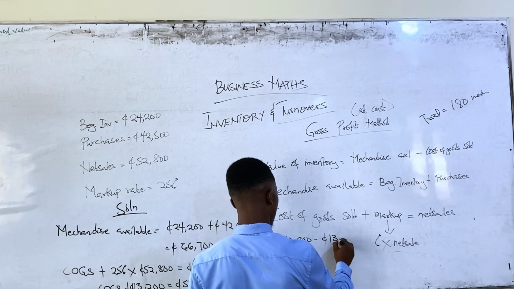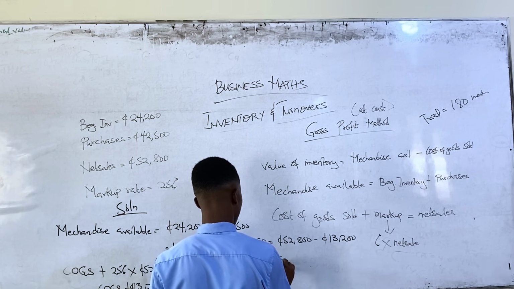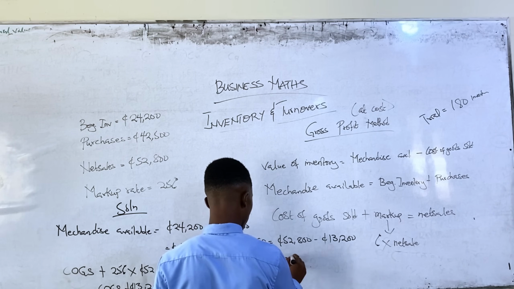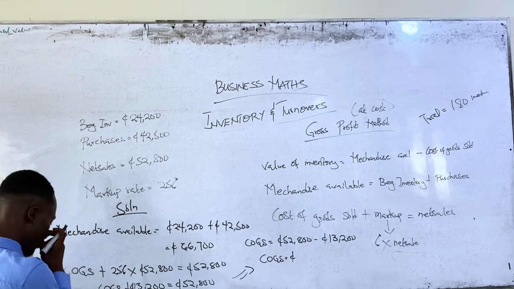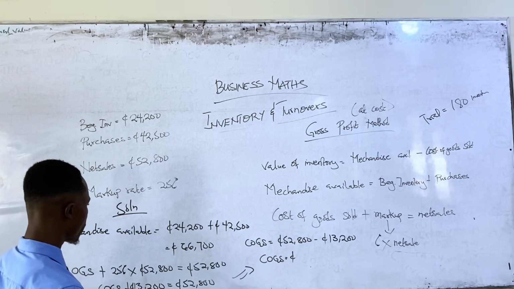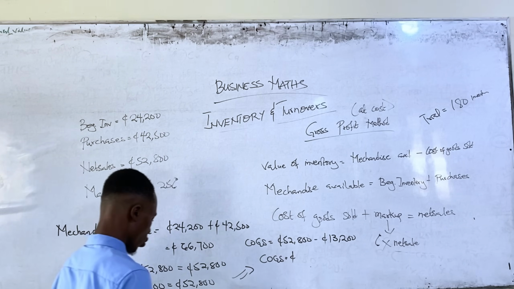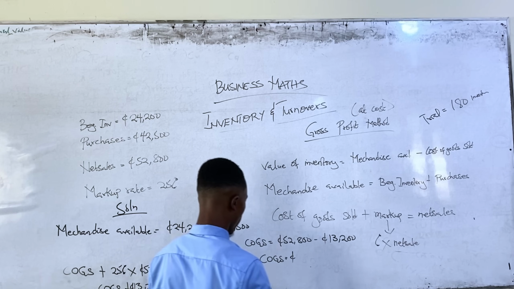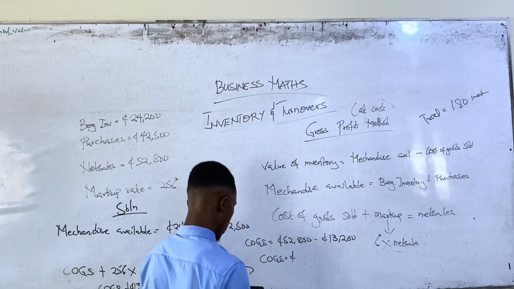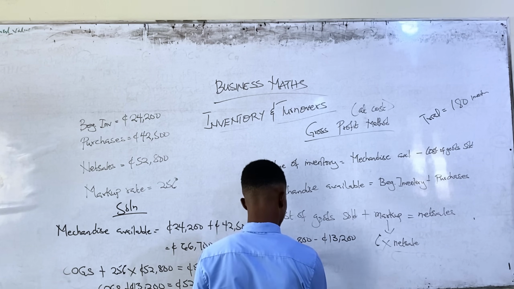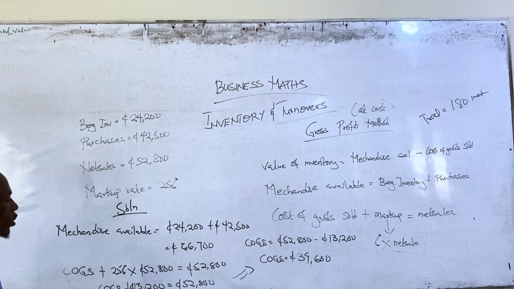13,200. Then we have COGS. So when you subtract the 52,000, no, okay, so this one we are finding the cost of goods sold. So when you subtract that one, you are getting what? 39,000, somewhere 39,000. Yeah, so 39,600. You are getting 39,600. So this is the cost of goods sold.